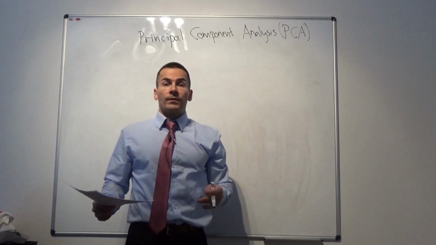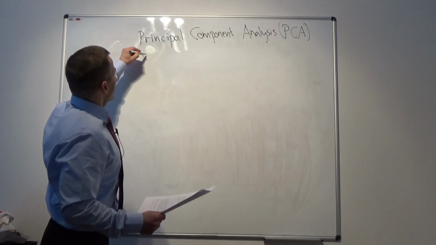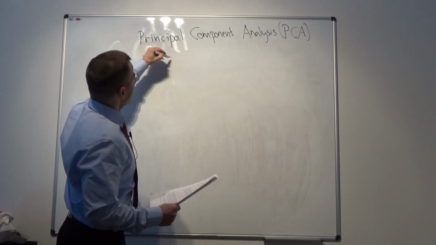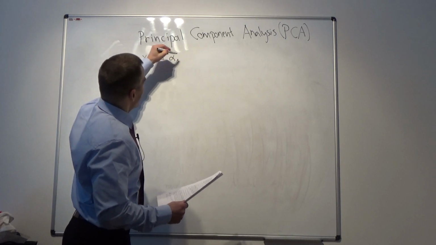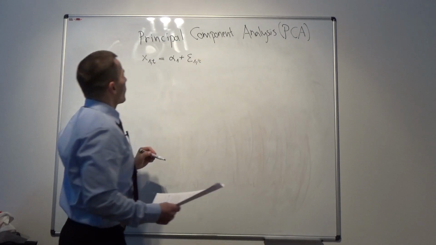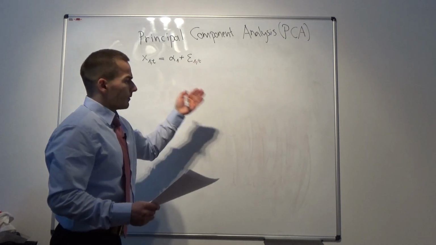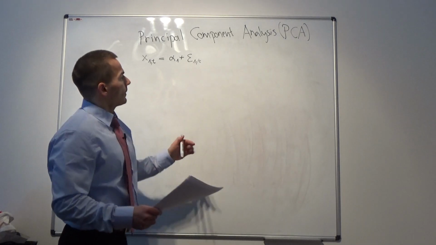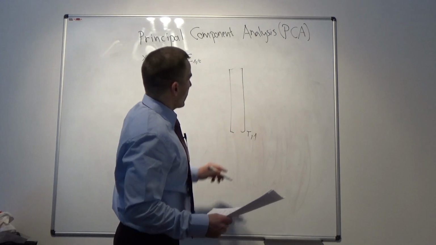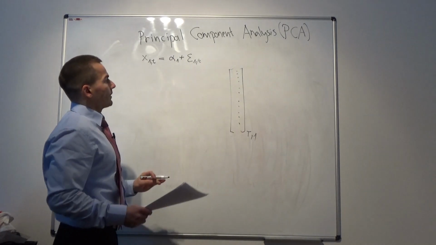So let us start with three stochastic processes. Let us denote the first process as x1t. x1t is defined by a constant, let's denote it as alpha 1, plus an error term, epsilon 1t. In vector language or matrix calculus, this would be a T by 1 vector, if we have a time dimension, a vector that has capital T entries.